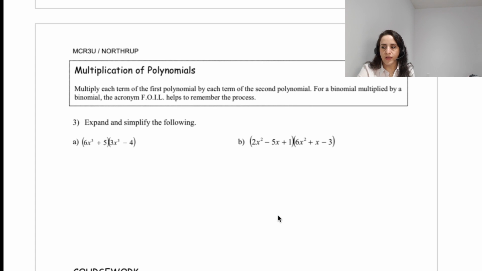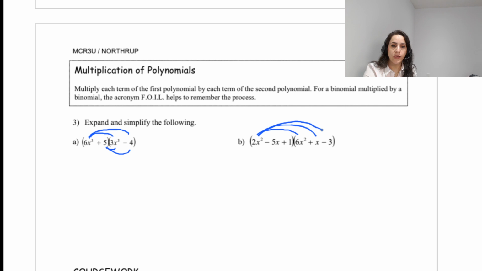How about this one? This one is a FOIL method question. I'm leaving it for 1 minute for you. Try to do it by yourself, then we are going to check the answer.